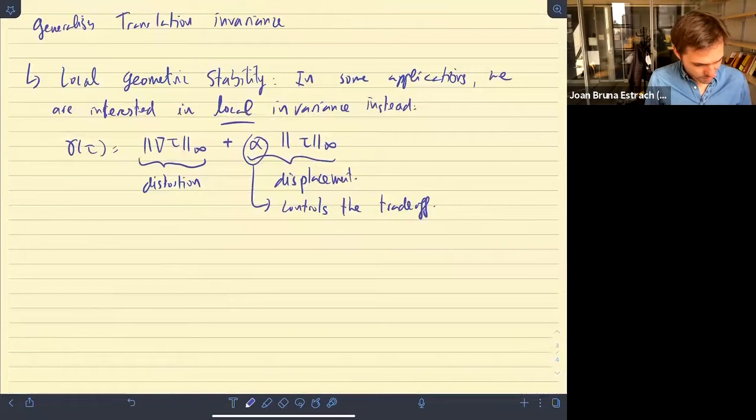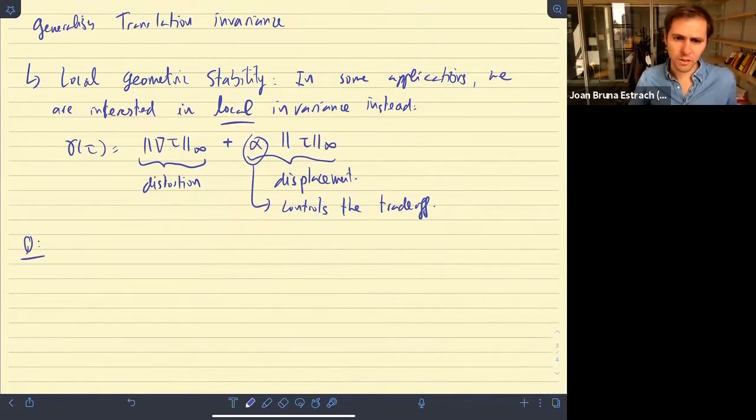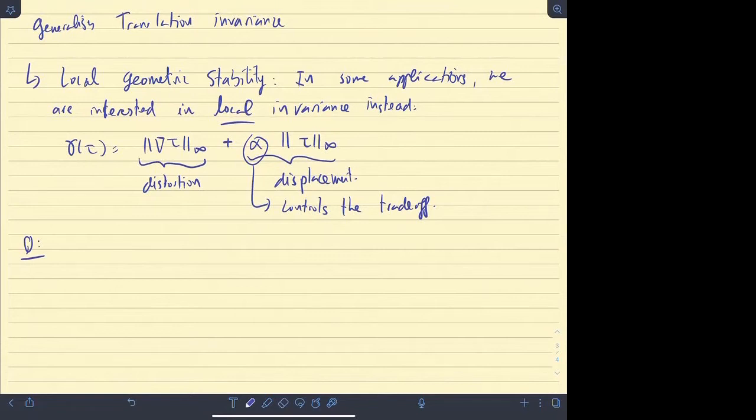Okay, so now there's a natural question. Yes, there's a question, Victor. Yes, Juan. So in this geometric stability, you are not saying anything about the tau transformation. Could this be as big as you want, so that the gradient be okay?